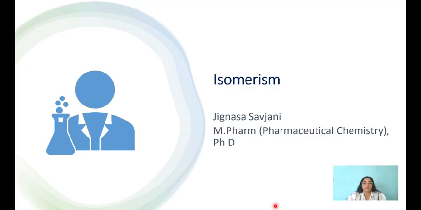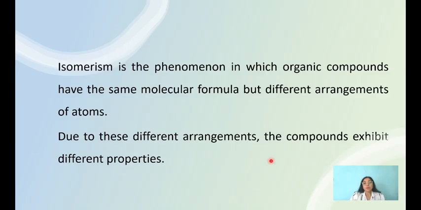In this lecture, we'll discuss isomerism. So, what is isomerism? Isomerism is the phenomenon in which organic compounds have the same molecular formula but different arrangement of atoms around the carbon skeleton. Due to this different arrangement, the compounds exhibit different properties.